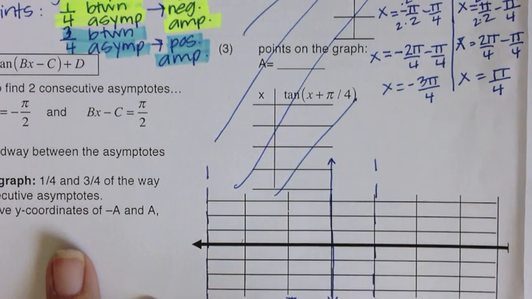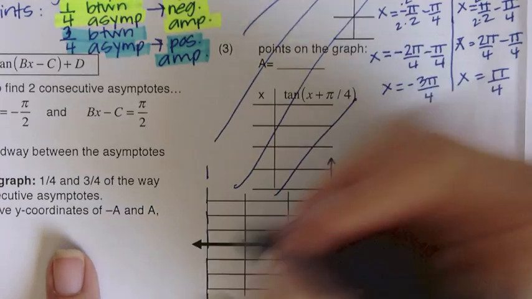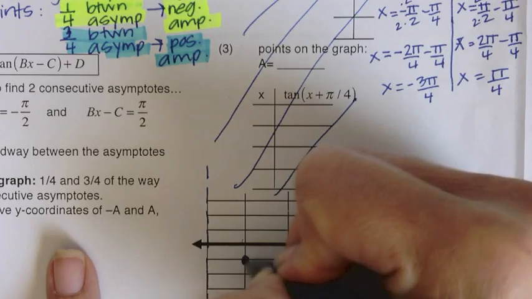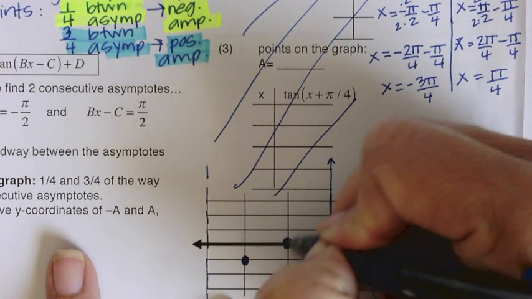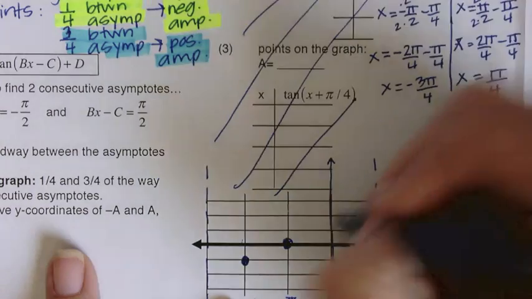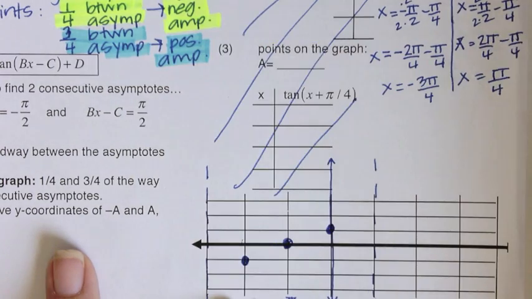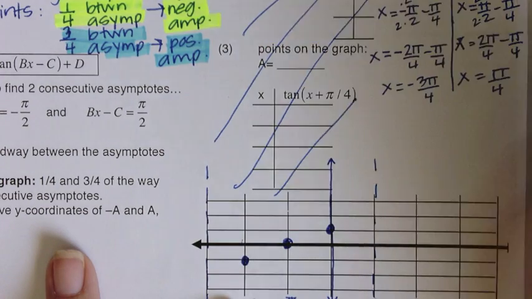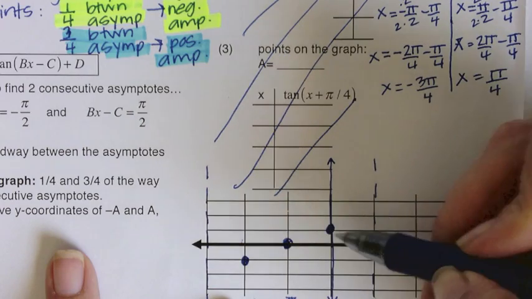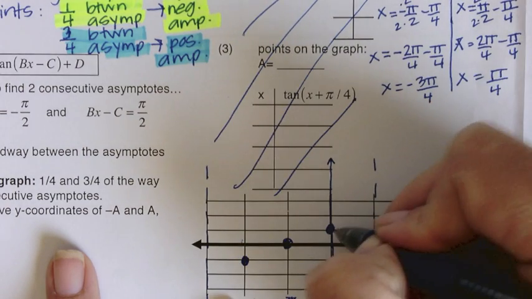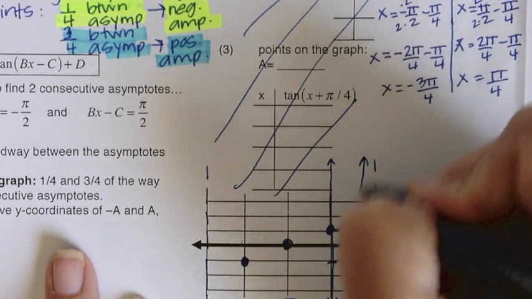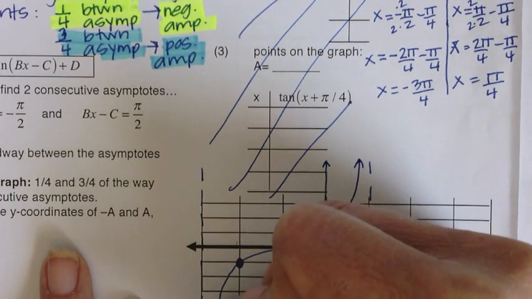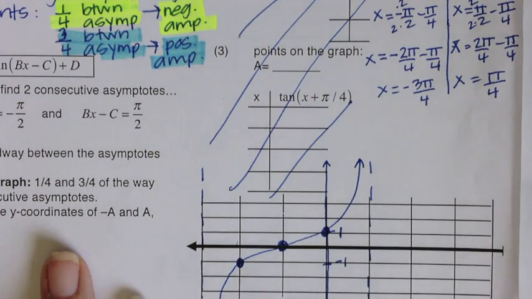It's so nice because these are scaled. 1/4 of the way we go negative amplitude. Halfway in between is the x-intercept, and 3/4 of the way is the positive amplitude. So I'm going to label that 1, and that labeled negative 1, and then it goes like that. Okay, so that is tangent.